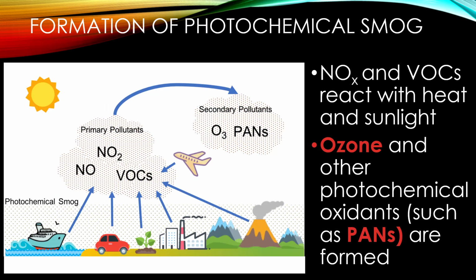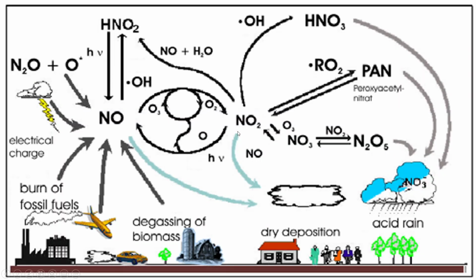So then we ask ourselves, how does photochemical smog exist, or what is it? Essentially, we have the NOx and the VOCs reacting with heat and sunlight to produce ozone and other photochemical oxidants like PANs. So remember that typically we have our primary pollutants. This is going to come from cars and different transportation, plants, factories, all kinds of things, volcanoes. The secondary pollutants are what we're going to see with the photochemical smog, where O3 and PANs are formed.